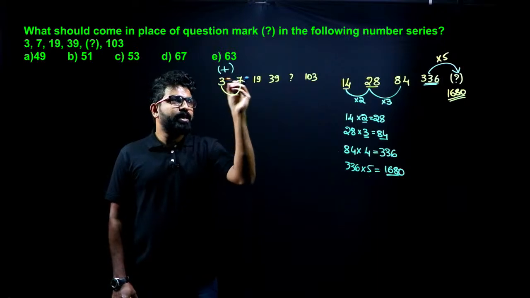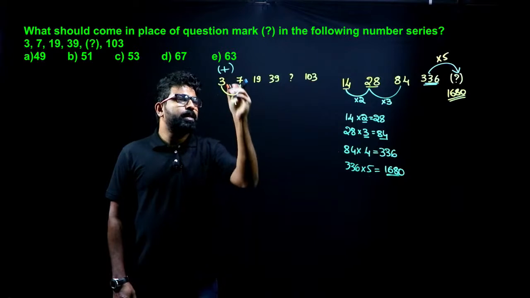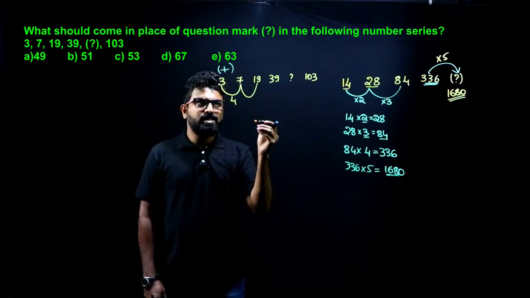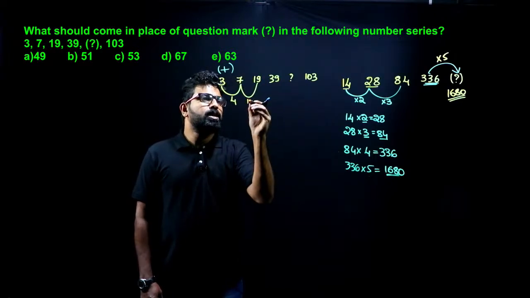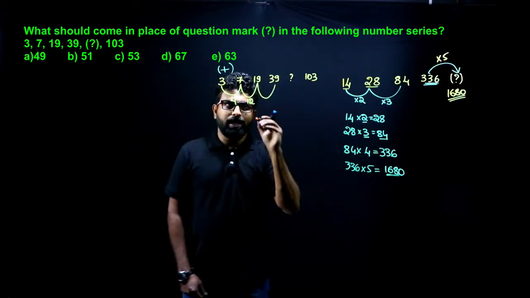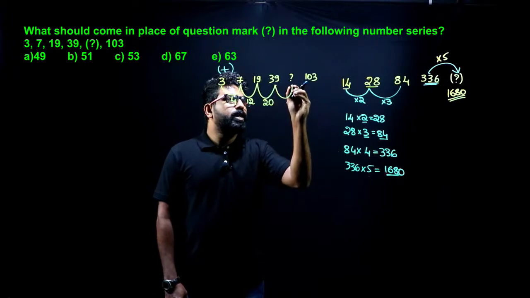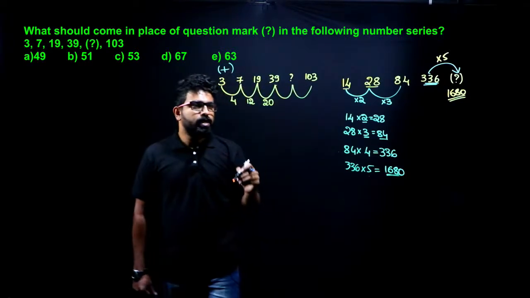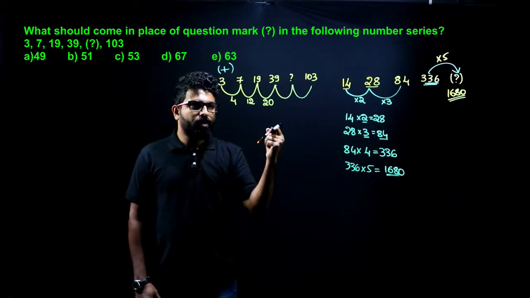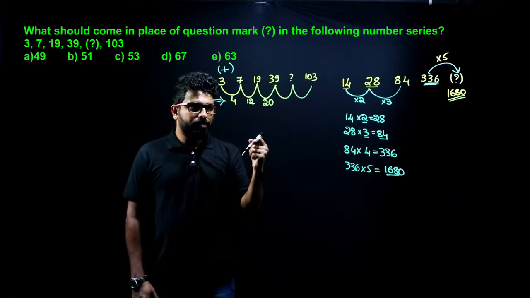What is the difference between 3 and 7? 7 minus 3 gives me 4. So 3 plus 4 gives me 7. Now 7 and 19. What is the difference here? 7 plus 12 gives me 19. So 19 to 39. What is the difference here? The difference here would be 20. Here I don't know the difference. Again I don't know the difference. Now I'm stuck with this. When I look at the series, can I find any logic here?